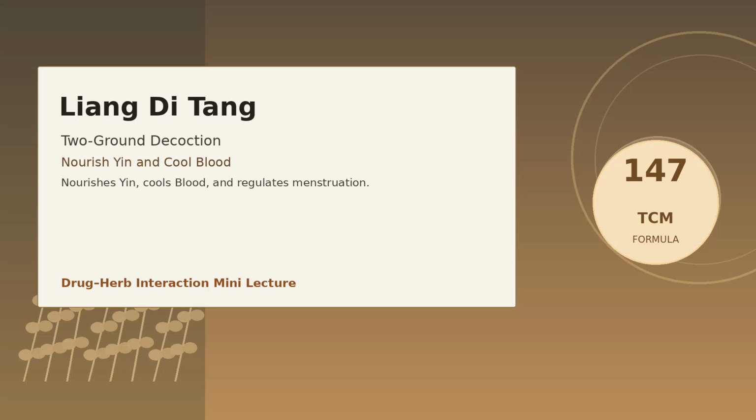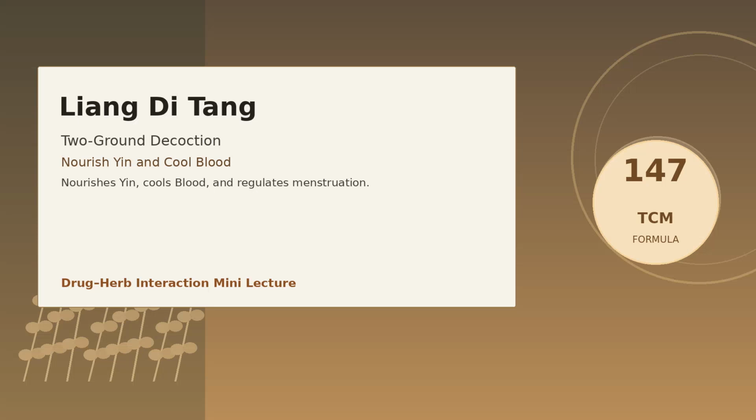Liang Di Tang, commonly translated as two-round decoction, is a classical traditional Chinese medicine formula in the category nourish yin and cool blood. Its core action is to nourish yin, cool blood, and regulate menstruation. The pattern framework is yin deficiency and blood heat causing early or heavy menses. This mini-lecture focuses on the formula logic, recognizable pattern features, and practical drug-herb interaction screening.